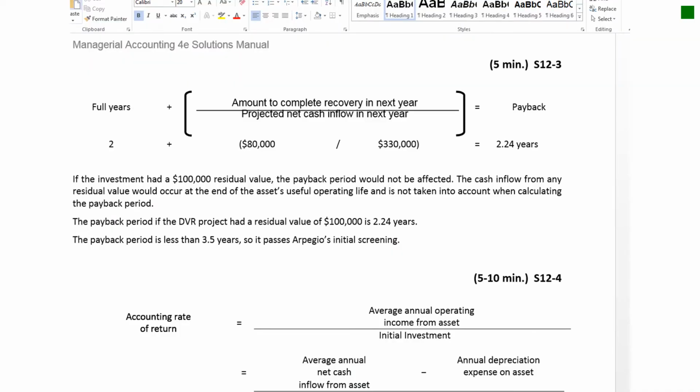So, here's the official answer. Here's that 80,000 again that you're dividing by the 330, and you get 0.24. You add that to 2. Again, you'd say that the payback period would be right at 2.24 years.